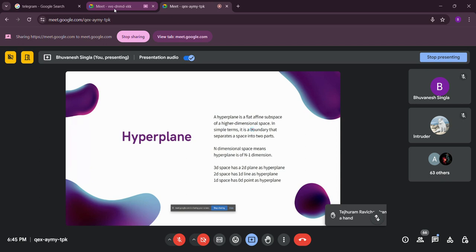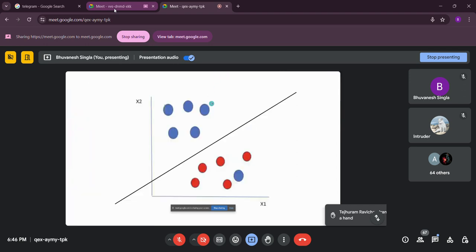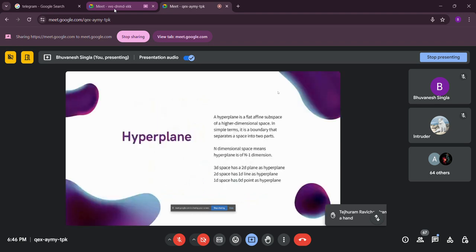Now I'll simplify it a bit. It's just some kind of boundary that splits the actual space into two parts. Let's say your space is this 2D graph, and this line is your hyperplane, which splits the 2D graph into two parts. And this can be done for a space of any dimension.